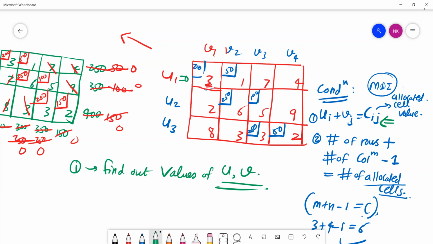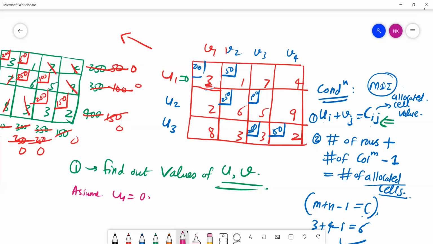But in this case, both U's and V's are unknown. So out of the 3 variables which you have, that is U, V, and C, if 2 variables are unknown, then you cannot find out the third. You cannot find out the values of those variables. So assume U1 to be 0. Always assume U1 to be 0.